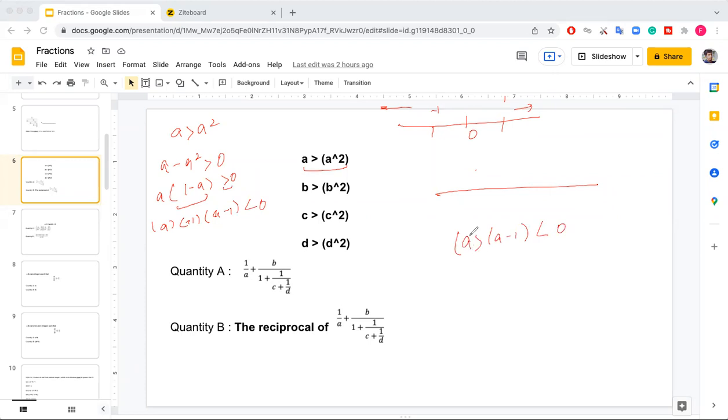Yes. So now just substitute both of these equal to 0. What will be the answer for the first one? 0. And for the second one, 1. Why? A minus 1, I'm saying just equate both to 0. A is equal to 0, and A minus 1 is equal to 0. In that scenario, A is equal to 1, right? Now just draw a number line.